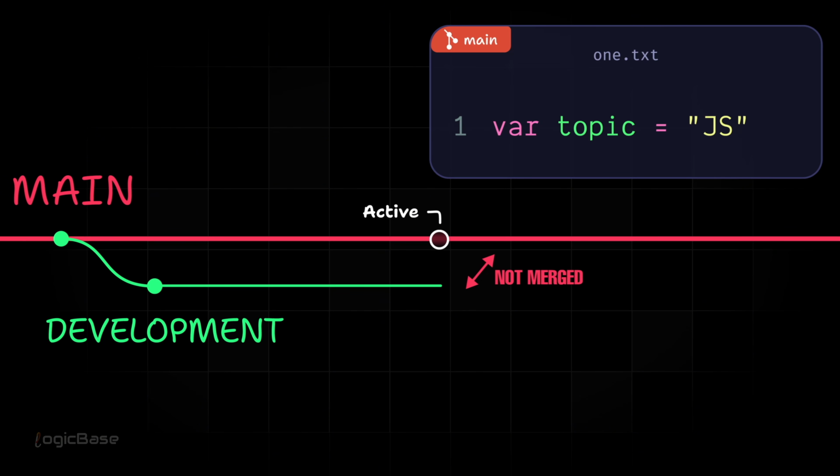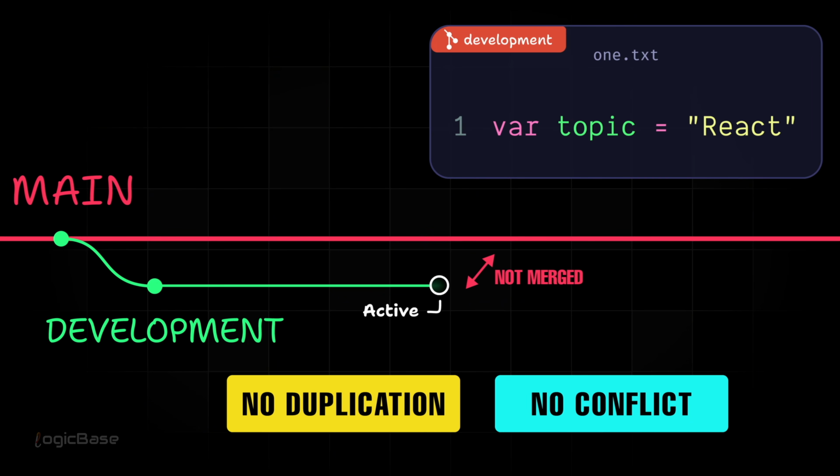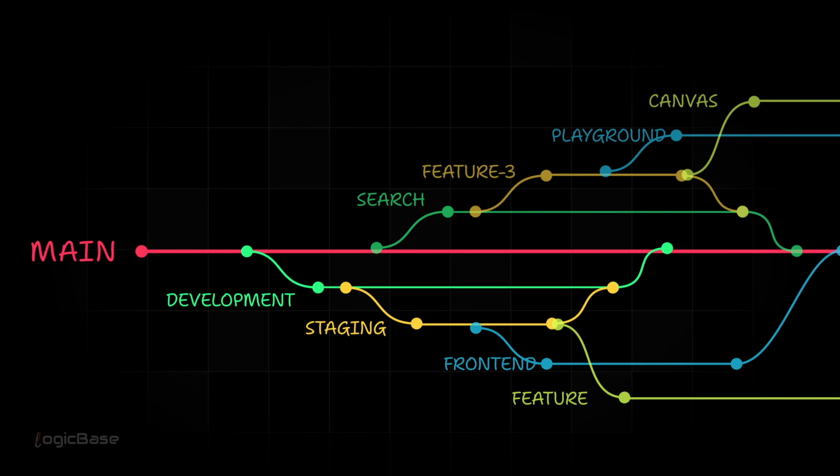When you switch branches, Git instantly adjusts which files are visible so that you only see the changes relevant to that specific branch. There's no duplication or conflict in your file system. Git manages everything seamlessly. In this way, you can create hundreds of branches, each containing its own set of changes, and Git will always show you a separate, isolated view for each one.